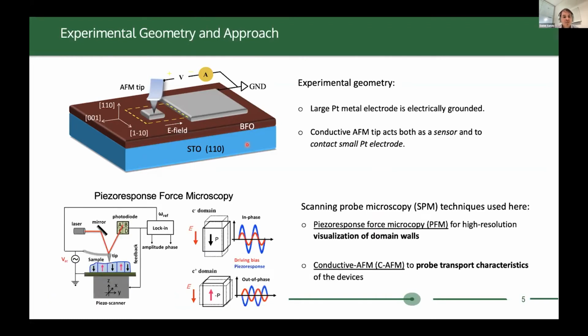Now, we had a nice introduction, I think, on PFM earlier today, so I won't go into too much detail. I'll just remind the audience that PFM allows us to use the piezoelectric properties of ferroelectrics to determine the domain directions. For example, between two domains, we want to see a domain wall, but we need to show what the domain directions are in the different domains. And so that's what we use PFM for. So the SPM we use is PFM, and also conductive AFM, where we're just applying a small current through here to probe the resistance of this full circuit.